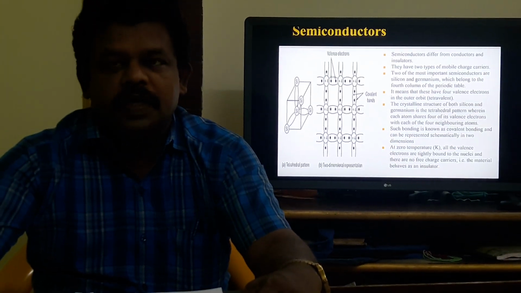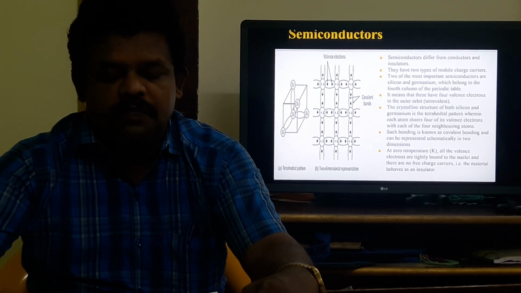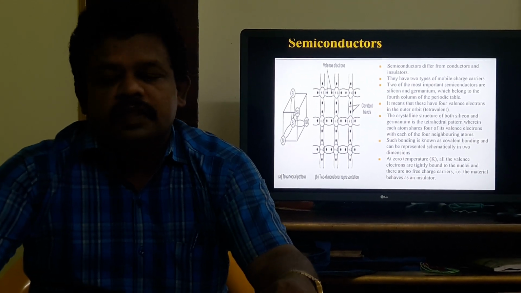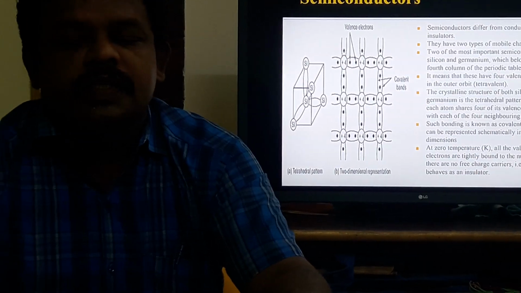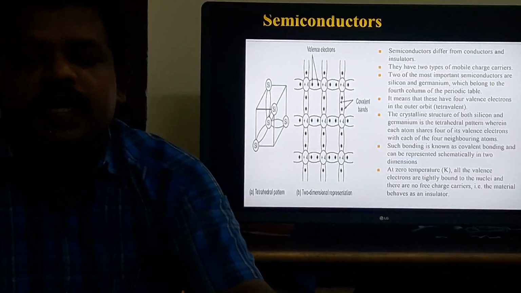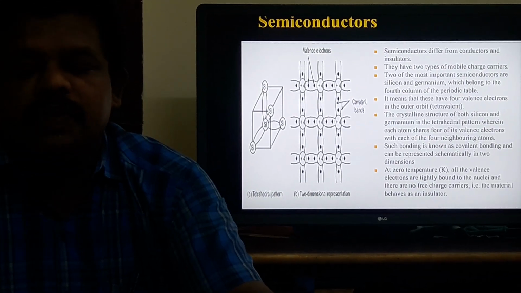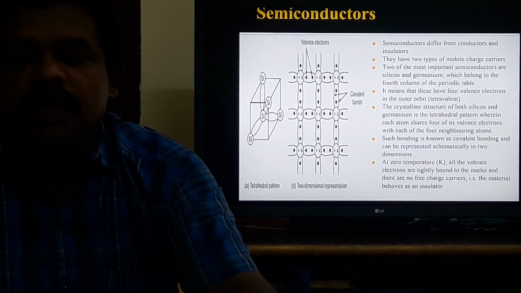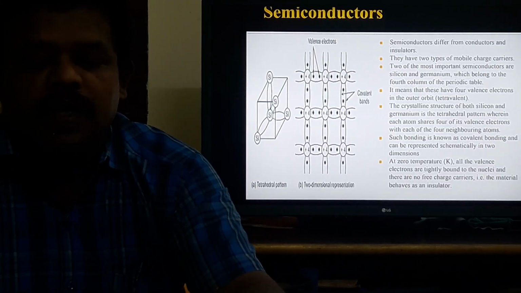Two of the most important semiconductors are silicon and germanium, which belong to the fourth column of the periodic table. It means that these have four valence electrons in the outer orbit. The crystalline structure of both silicon and germanium is the tetravalent pattern, wherein each atom shares four of its valence electrons with each of these four neighboring atoms. Such bonding is known as covalent bonding.